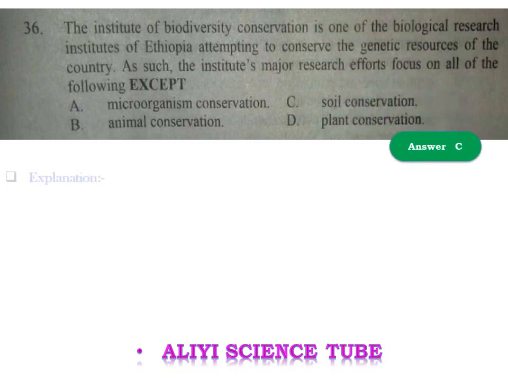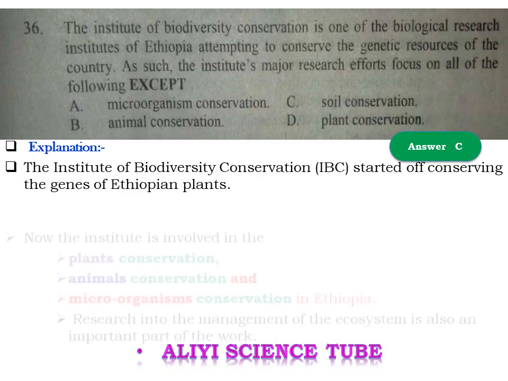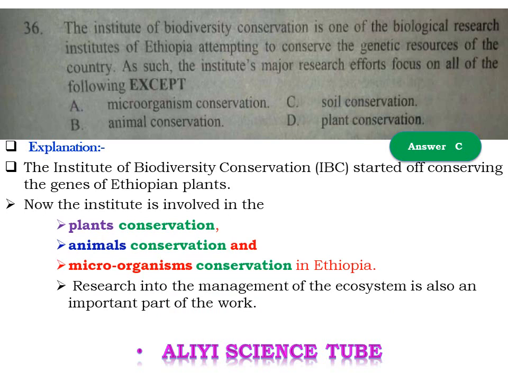Soil conservation. Let us see the explanation. The Institute of Biodiversity Conservation started off conserving the genes of Ethiopian plants. Now the institute is involved in plant conservation, animal conservation, and microorganism conservation in Ethiopia.